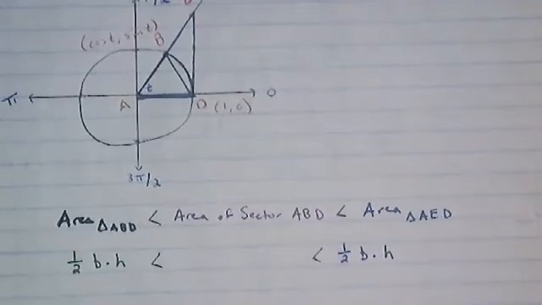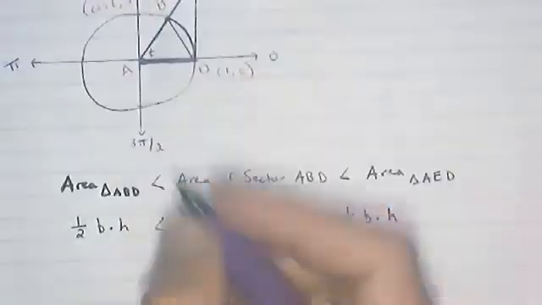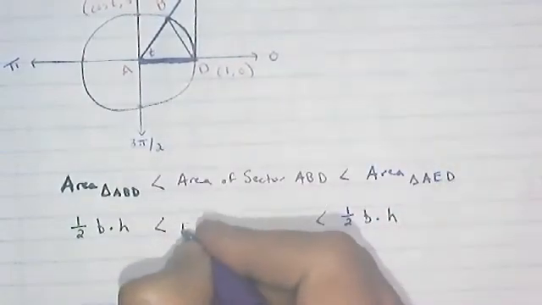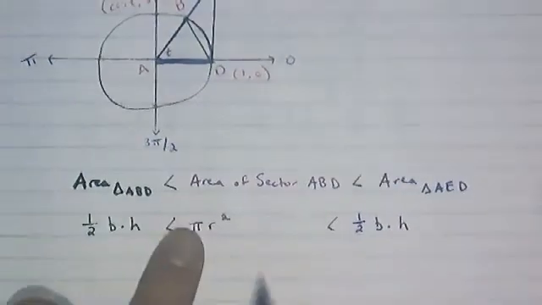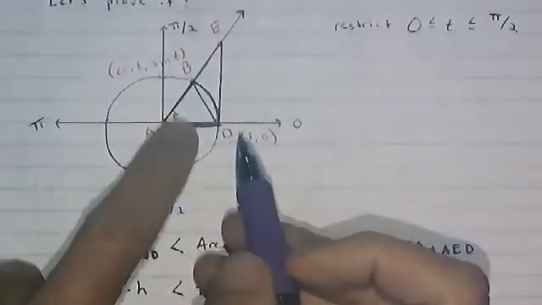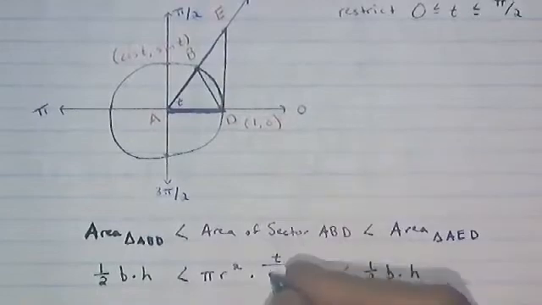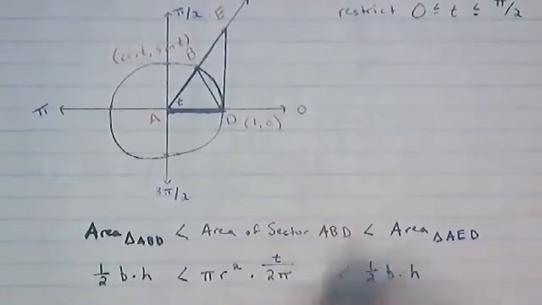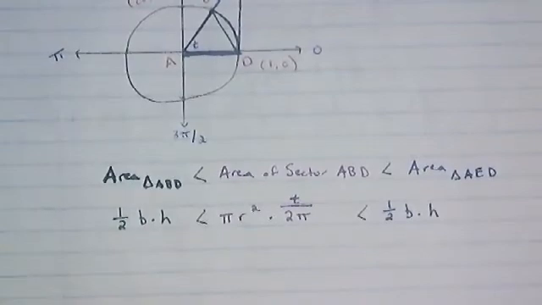So, I'm going to write the whole thing here, and then we'll fill in what we can. We know that the area of any circle is pi r squared. But we don't want the full circle. We just want the fraction represented by a rotation of t radians. Well, the fraction is t radians over the full rotation of 2 pi.